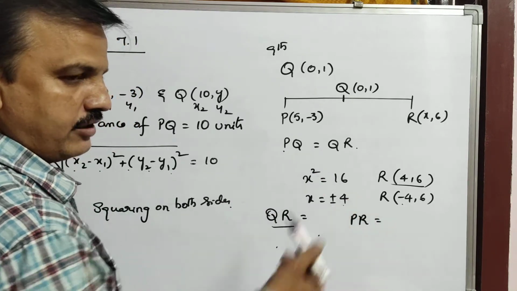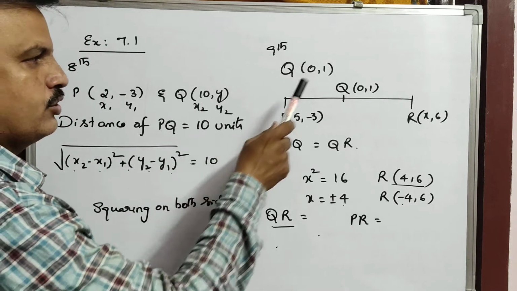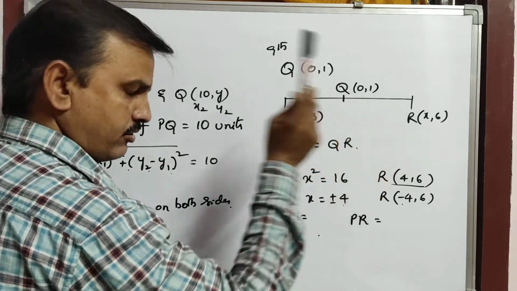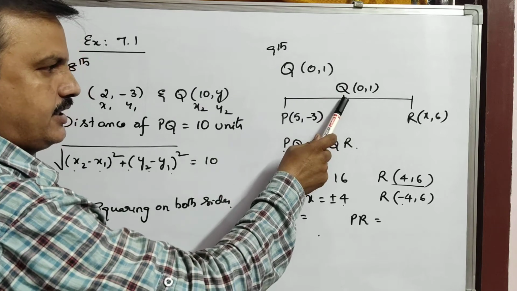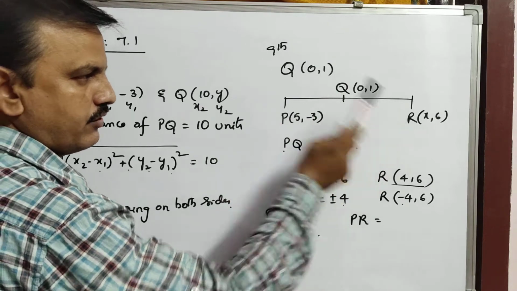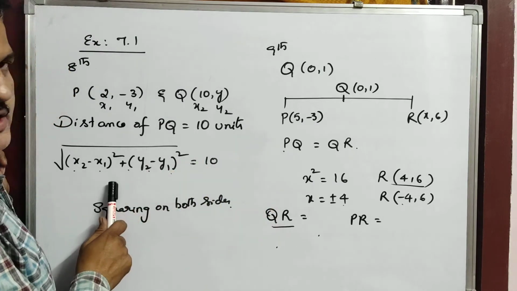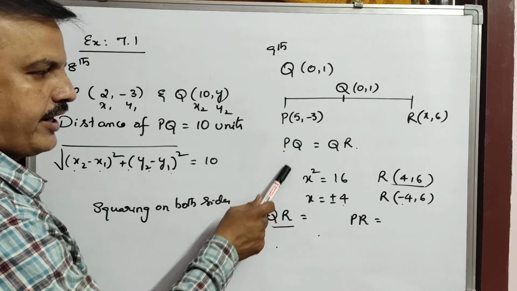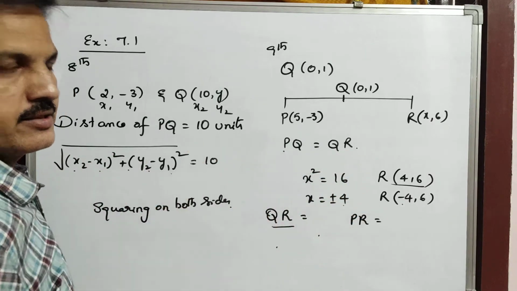Two values here, two values. Is it clear? Once again I am explaining this sum. Q is equidistant. Equidistant means the distance from here to here is equal to the distance from here to here. That is, distance PQ equals distance QR. So apply the distance formula, x2 minus x1 whole square plus y2 minus y1 whole square, and find out PQ and QR, equalize and solve for x.